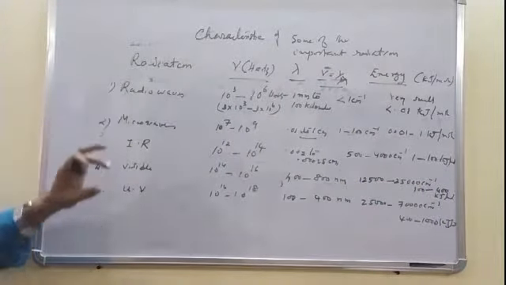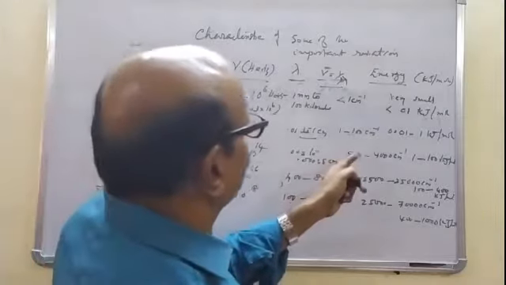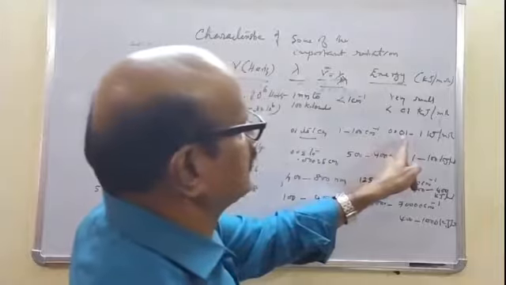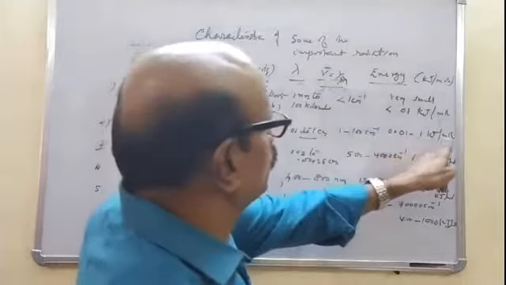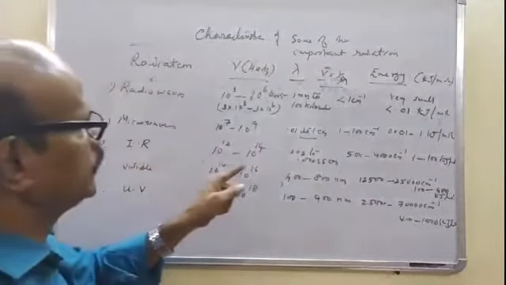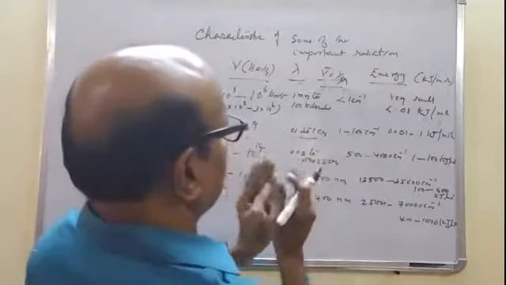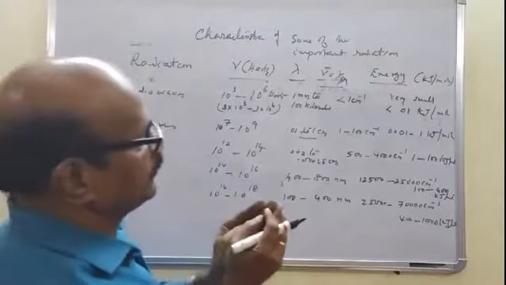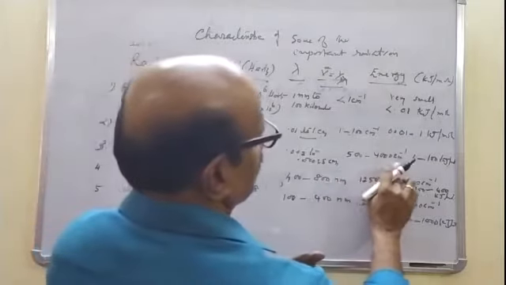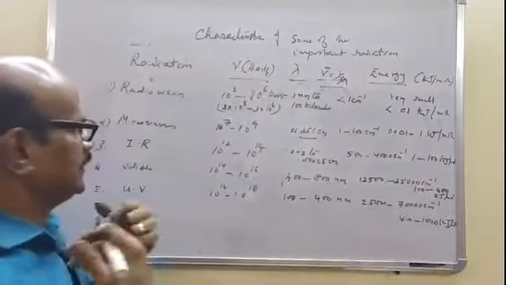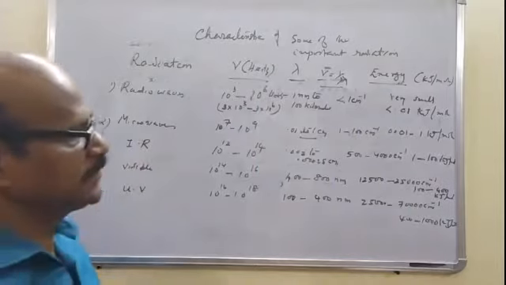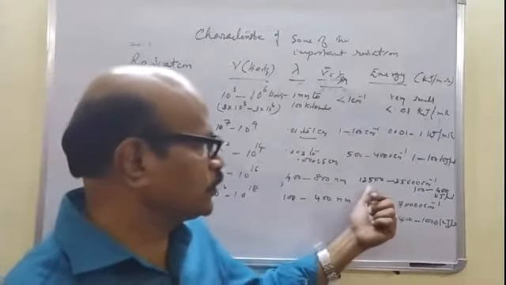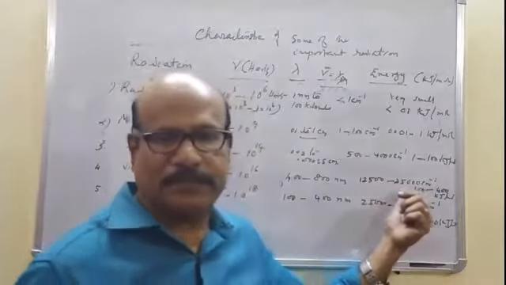For microwaves, the wave number is 1 to 100 centimeter inverse, and the energy is small, 0.01 to 1 kilojoule per mole. For IR waves, the energy it carries is 1 to 100 kilojoule per mole, and the wave number is 500 to 4,000 centimeter inverse. While the energy carried by visible radiation is 100 to 400 kilojoule per mole, and its wave number is 12,500 to 25,000 centimeter inverse.